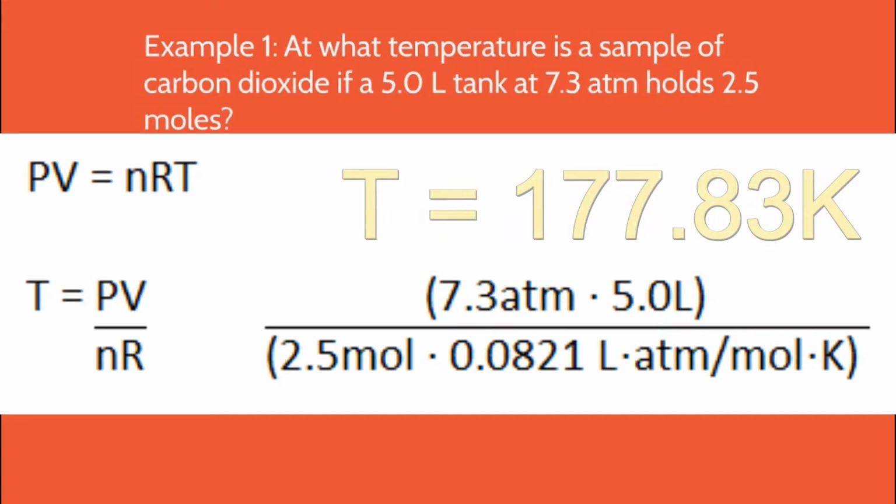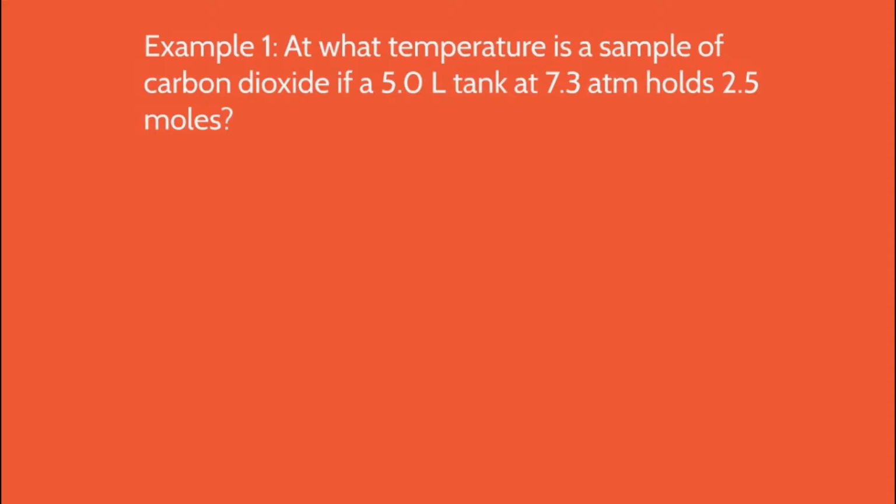Times 5, divided by open parentheses 2.5 times 0.0821, close parentheses. That gives 177.83.